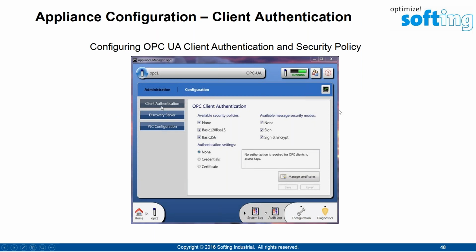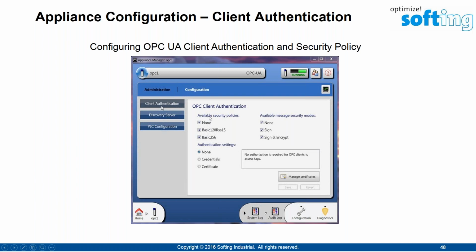Now this is showing one of the screens to configure the OPC UA server. Once you log on with the username and password, it's very simple to configure the server. So you start on the administration tab, and then you click the configuration tab, and you will see the security settings.